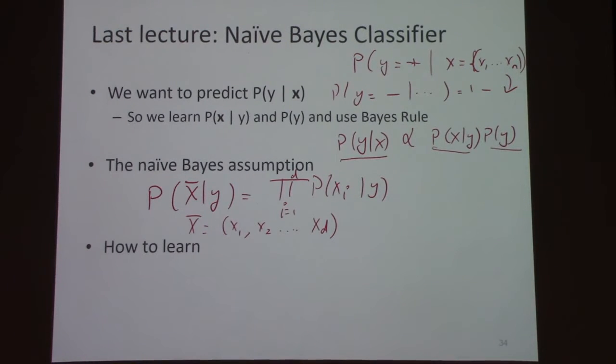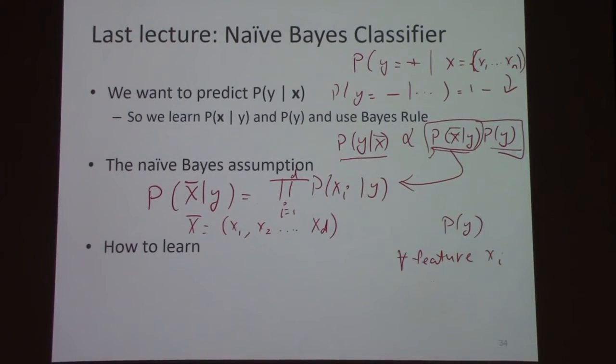Now, the next thing that we started in the last lecture was how do you learn the naive Bayes classifier? In order to learn it, you need to learn these two probabilities, P of x given y and P of y. Here x is a vector again. All the x's without subscripts are vectors. Now, P of x given y by the naive Bayes assumption is just this product here. So I need to learn the probability of y, that's the prior.